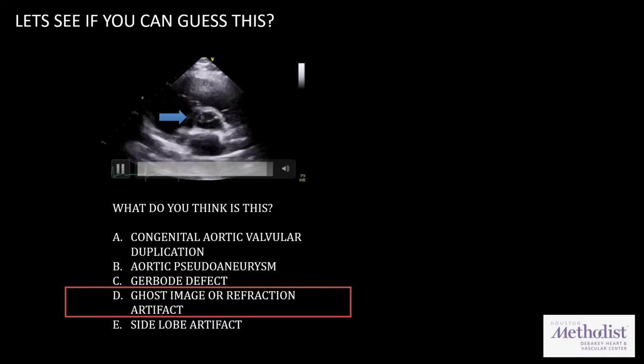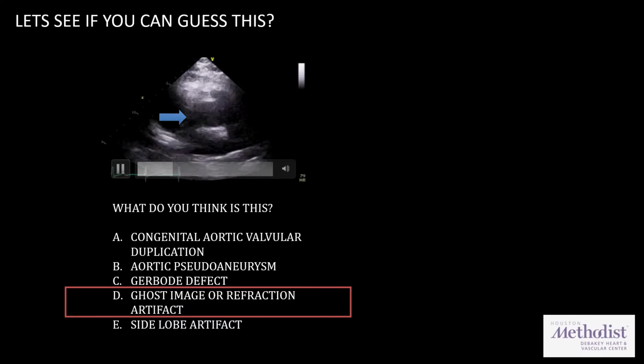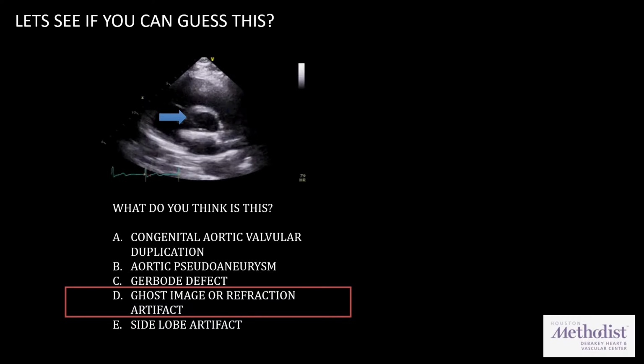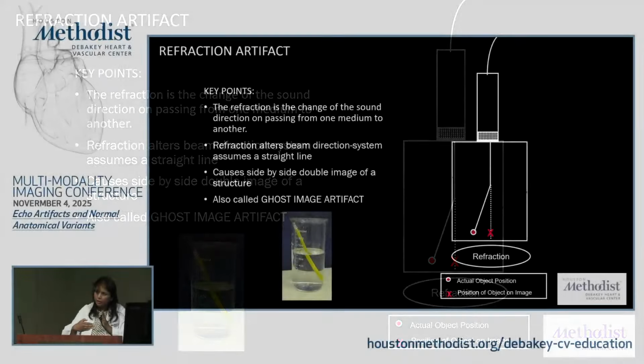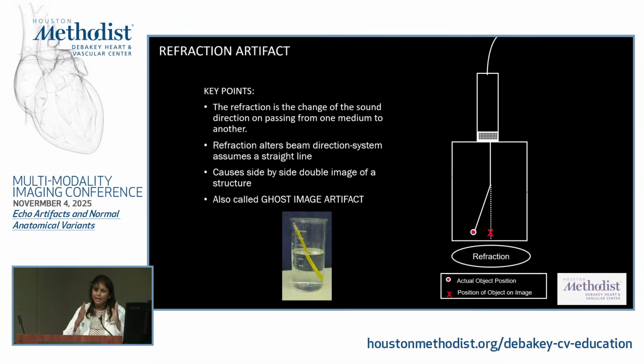So it's nothing but a ghost image or a refraction artifact of the original aortic valve. And what is more important than identifying that, guys? How to avoid it, right? So always redo that. The main mechanism is that whenever the sound travels and hits that, the sound is getting refracted, and it's creating a second image to the original one.